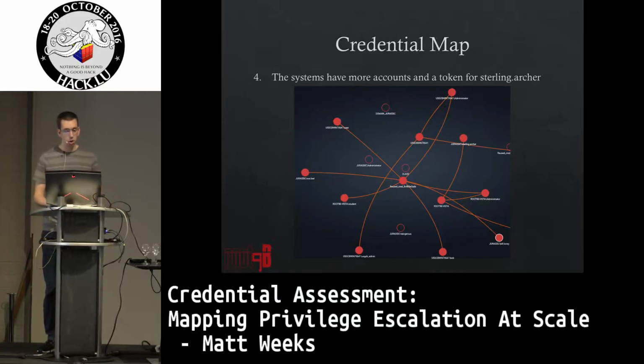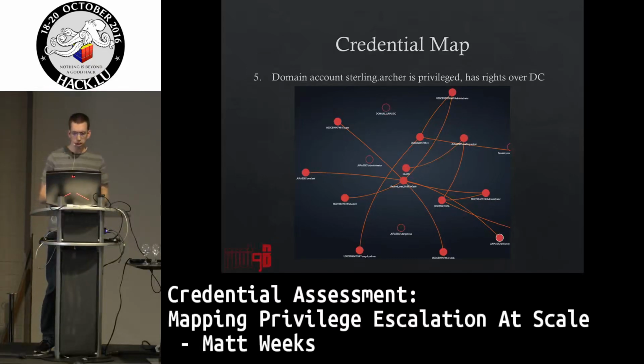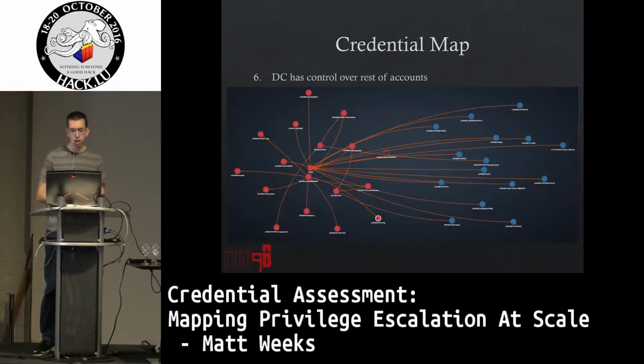And so on one of those systems, there was a token, which means there's a password hash or password or Kerberos ticket for Sterling Archer. And Sterling Archer is a domain administrator, and he has rights over the domain controller. And once you have rights over the domain controller, then you can control group policy, and you can control the entire domain and all the accounts in it. And then your entire network is compromised. So this is a pretty common pattern.